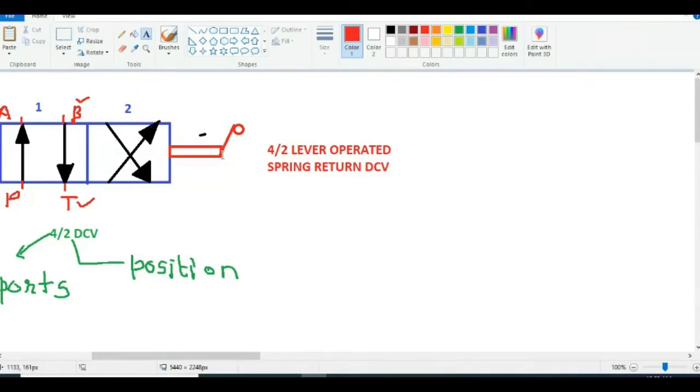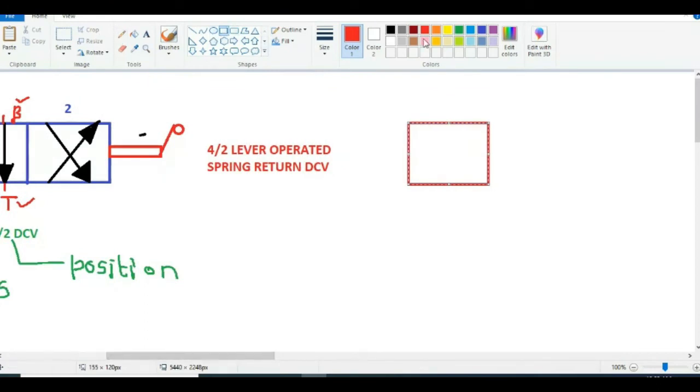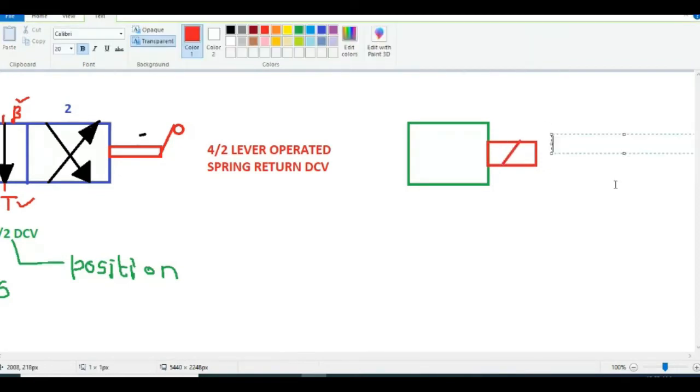One is the lever operated, roller operated, detent operated, and solenoid operated. Instead of this lever, you have to show different symbols. If you represent the actuating method like this, it is called solenoid operated. These are the different ways to represent the actuating methods of the direction control valve. This is called a solenoid operated direction control valve.